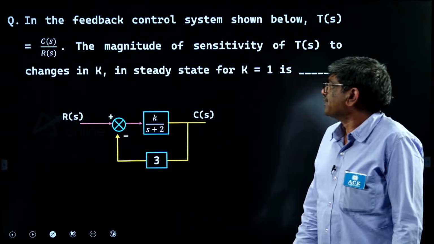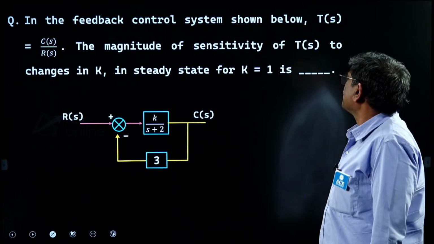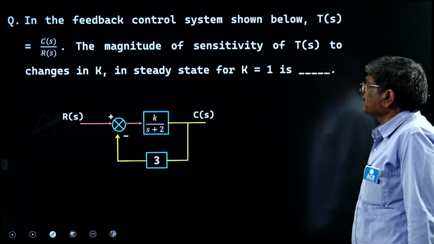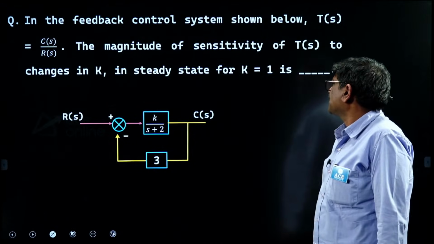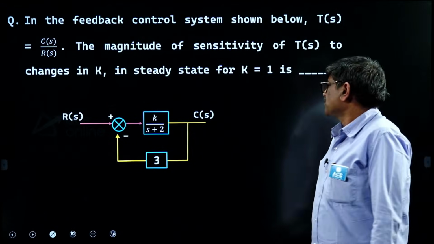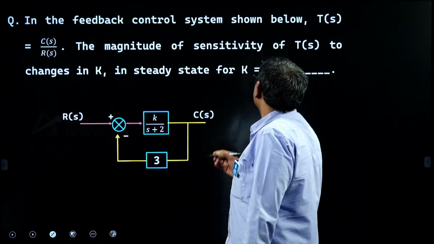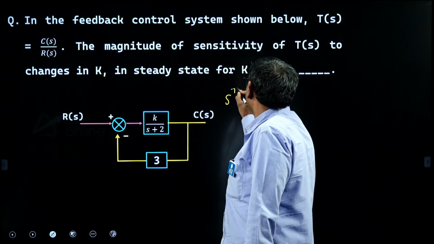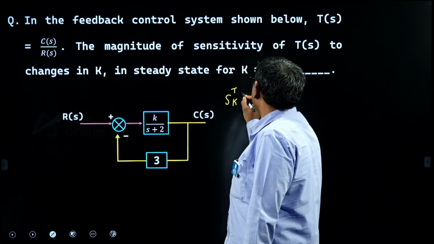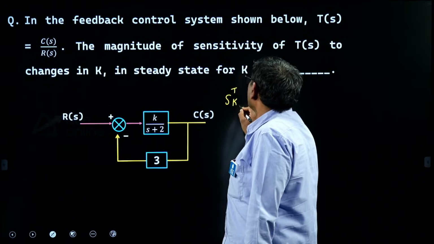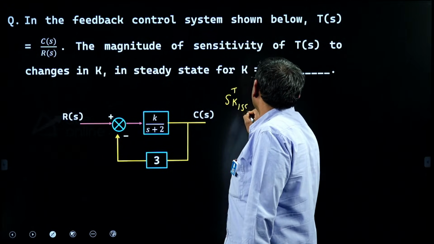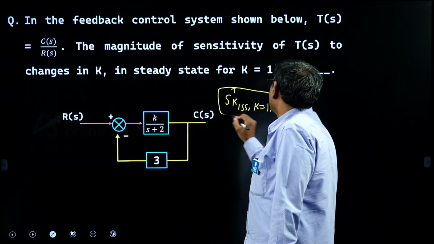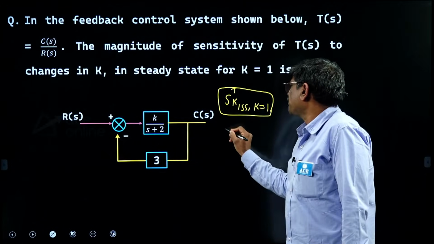So, first question: for the feedback control system shown below, T(s) is given. Find the magnitude of the sensitivity to change in K in steady state for K equal to 1. So, you have to find S_T^K. First find, at steady state as well as K equal to 1. Okay. So, first find the closed loop transfer function.